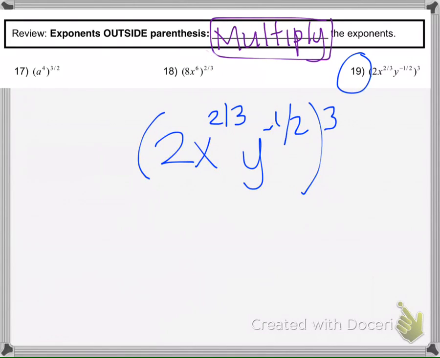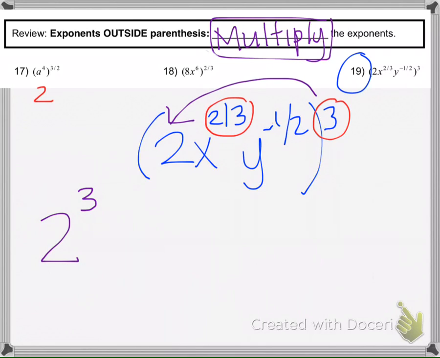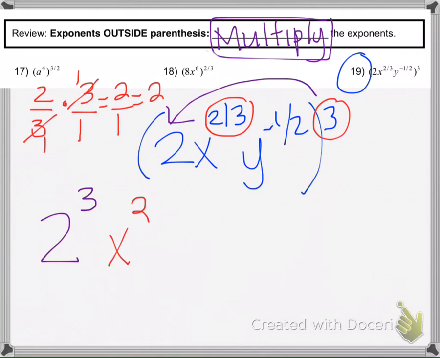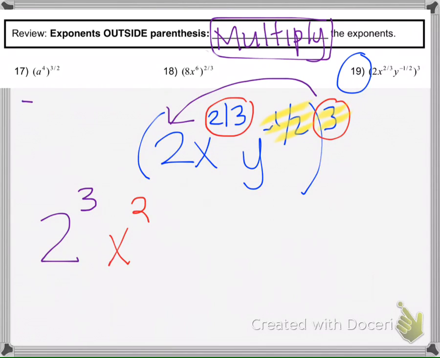Alright, last one like this here. We're going to go ahead and distribute. So that's 2 to the 3rd power. And then here we're going to multiply. So 2/3 times 3. 3 goes into 3 once. So we're just left with 2 over 1, which is 2. So we would get x squared. Now we're going to go ahead and multiply -1/2 times 3. So -1/2 times 3 is -3/2.